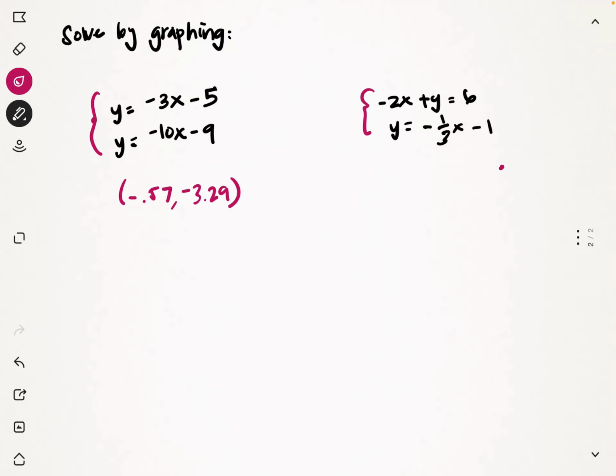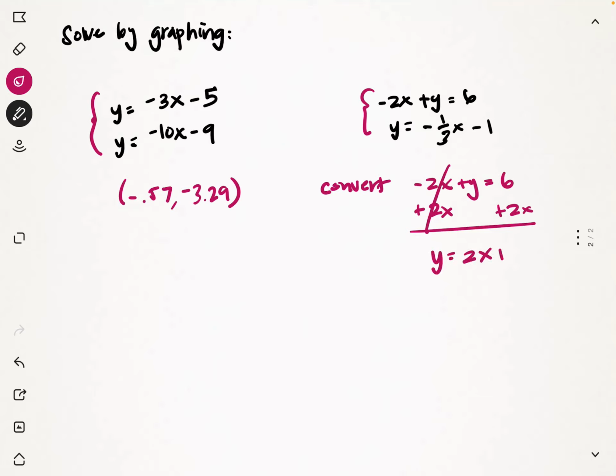Okay, so the second one, be careful here because the top one is not in slope-intercept form, so we're going to convert to slope-intercept form. So let's go ahead and move this 2x away from our y. So that's going to be y is equal to 2x plus 6.